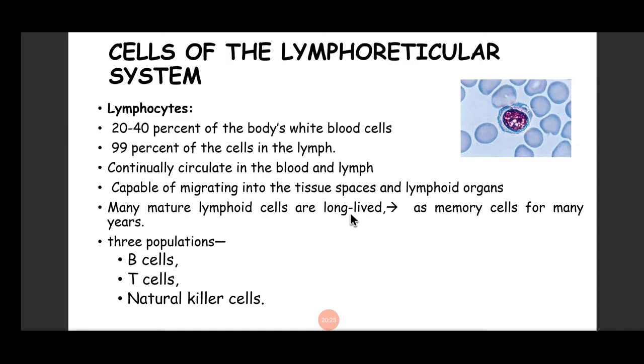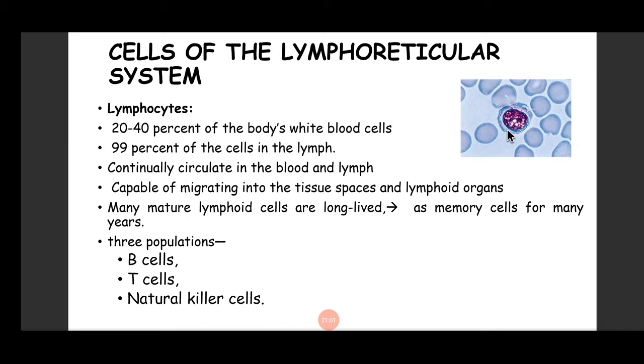There are three populations: B cells, T cells, and natural killer cells. When they are present in blood, you cannot tell whether a lymphocyte is a B cell or a T cell on the basis of microscopy. For example, in this picture, this is a lymphocyte in a peripheral smear. We can just say it is a lymphocyte. We cannot say whether it is a B lymphocyte or T lymphocyte because they look exactly the same.